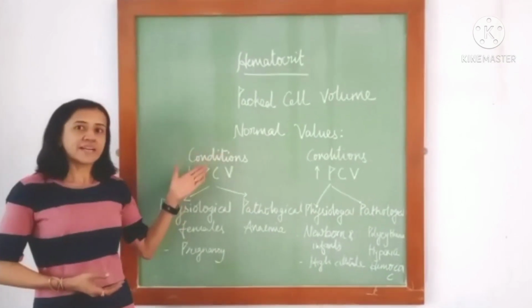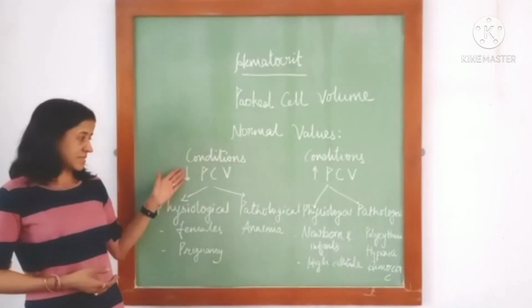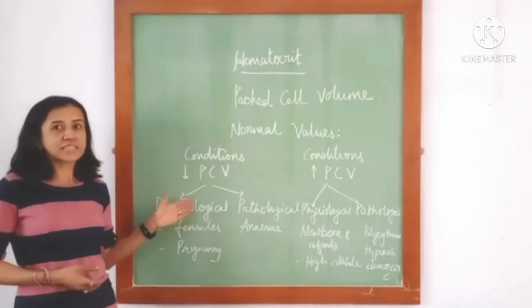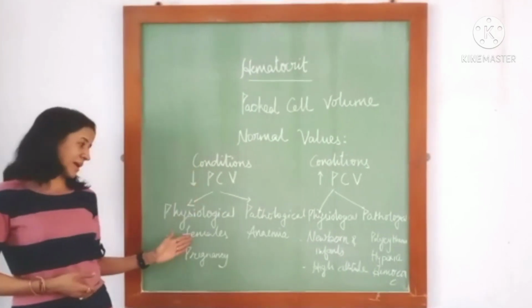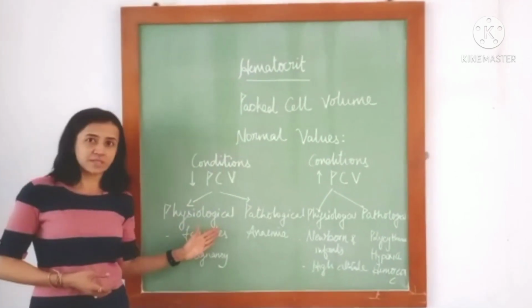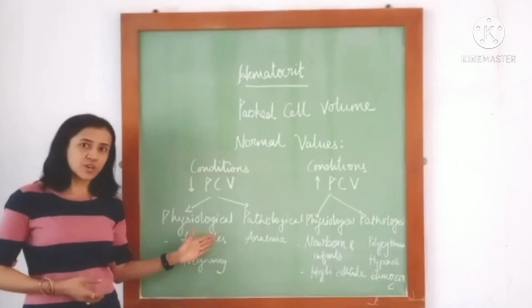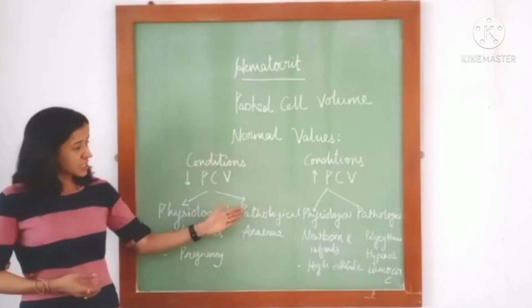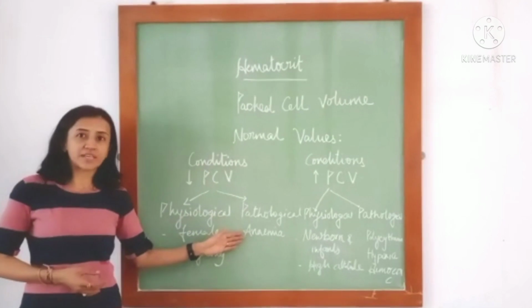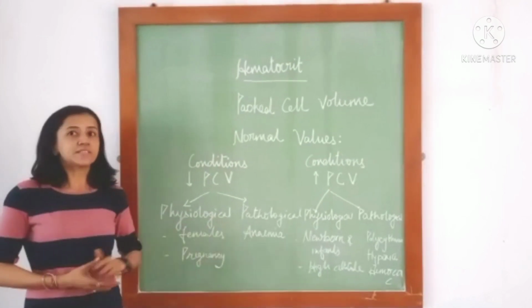Conditions in which packed cell volume or hematocrit decreases. Physiological causes for decrease in the hematocrit are pregnancy, and in females hematocrit is physiologically less. Pathological causes: in various types of anemia, hematocrit is less.